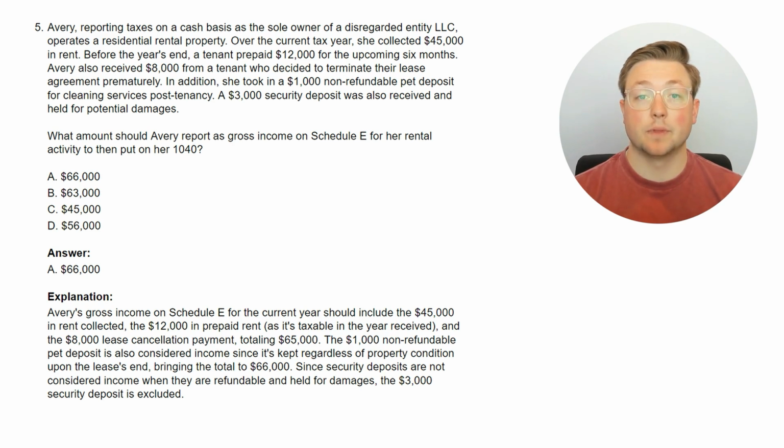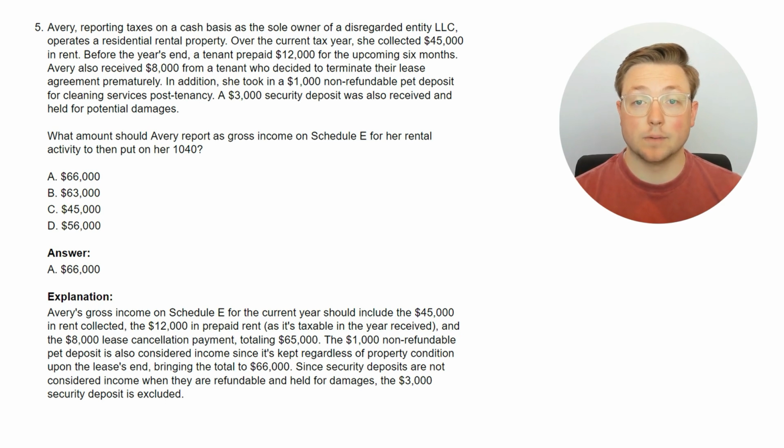However, everything else is included as rental income: the $12,000 of prepaid rent, the lease cancellation, everything that's earned in that year is counted as rental income. So the $66,000 all goes onto Schedule E, and then that goes from Schedule E to the 1040.